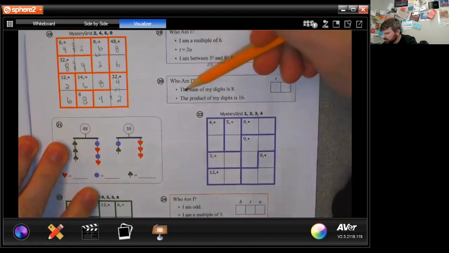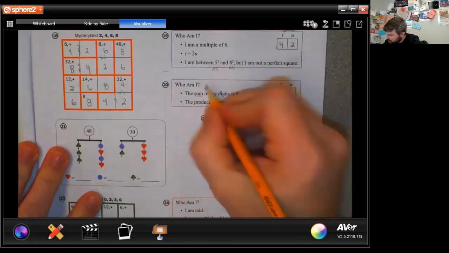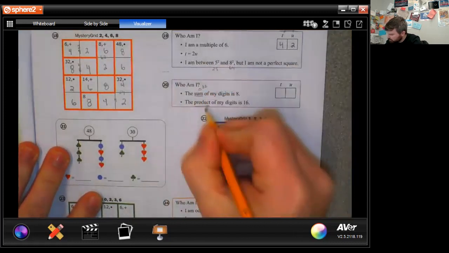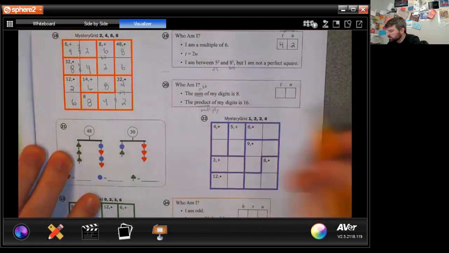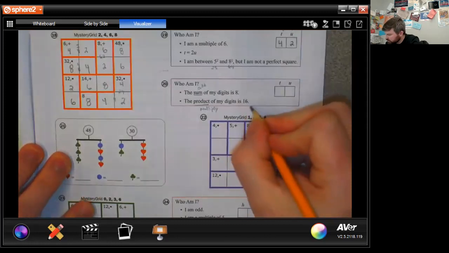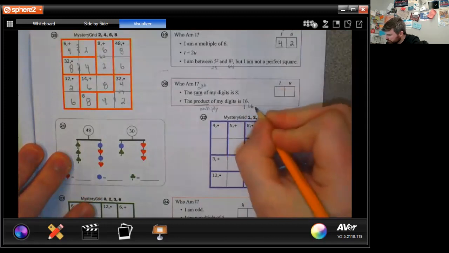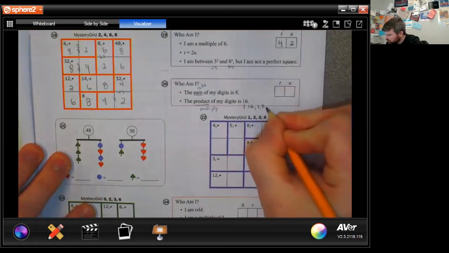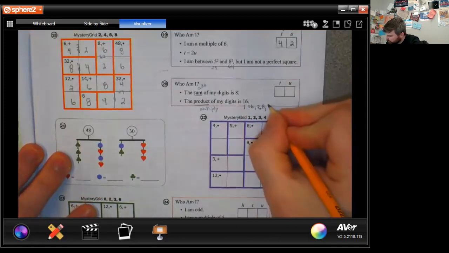Who am I? The sum of my digits is 8. The product of my digits is 16. Oh, a little bit tough here. Okay. The sum means add, and product means multiply. Okay. So let's look at the factors of 16. So that's 1 and 16, 2 and 8, 4 and 4.